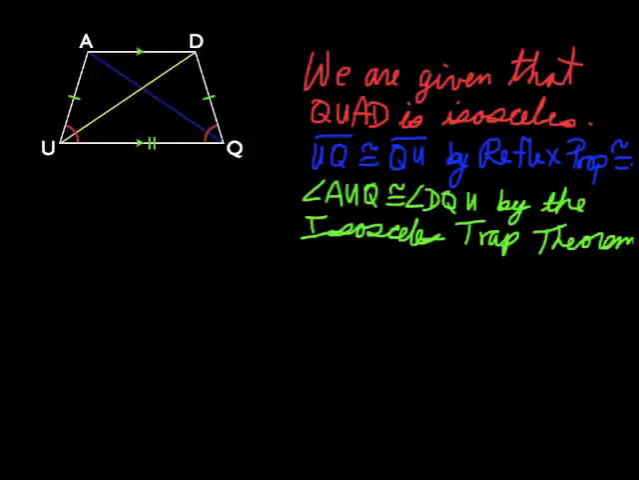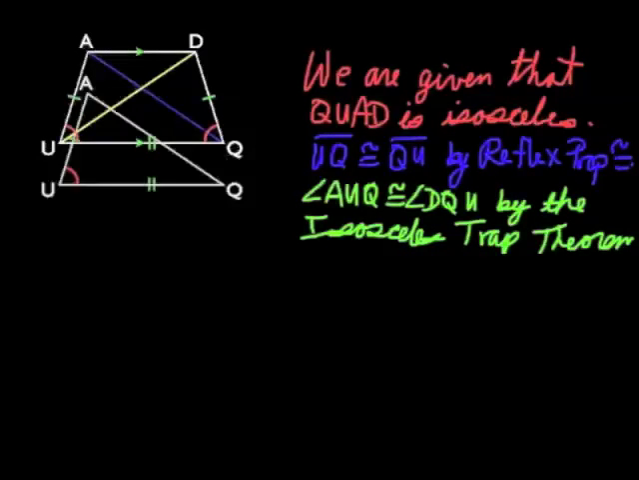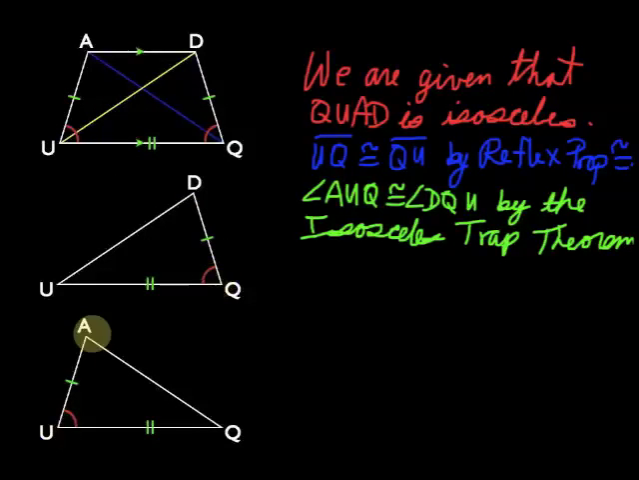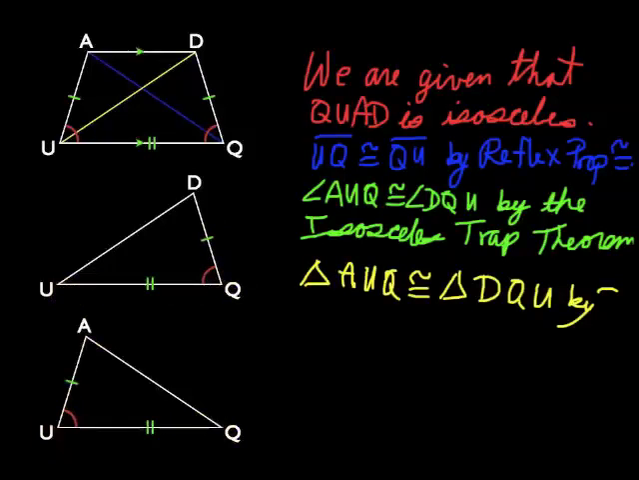Now, it may be a little bit difficult to see here, so what I'm going to do is pull our two triangles out so that we can look at them separately. Now that we've pulled these two triangles out away from each other, can you see the congruent markings on them? Notice that we have a pair of congruent sides, and another pair of congruent sides, and a pair of congruent included angles. That makes these two triangles congruent by side angle side.